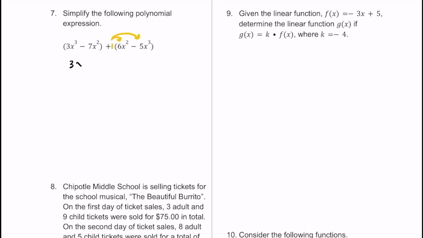So just be careful when you have a minus sign. So here we're going to write 3x to the 3rd power minus 7x squared, and then plus 1 times 6 is just going to be 6x squared, and 1 times negative 5 is just negative 5x cubed.